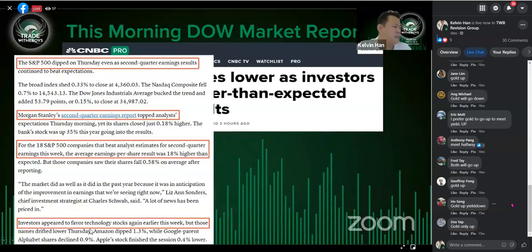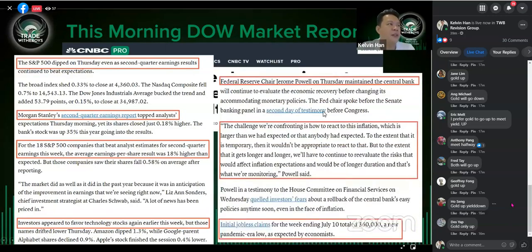And of course, investors are still looking at technology companies because as long as the Federal Reserve does not hike interest rates in the near term, these companies will still get the benefit, all right? Now, what is very important is that Jerome Powell maintained the central bank's easy money policy. That's very important.